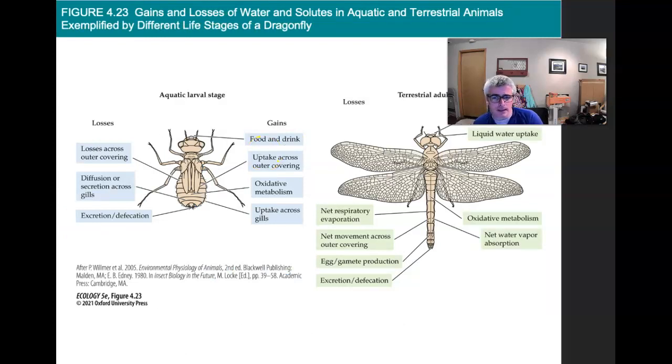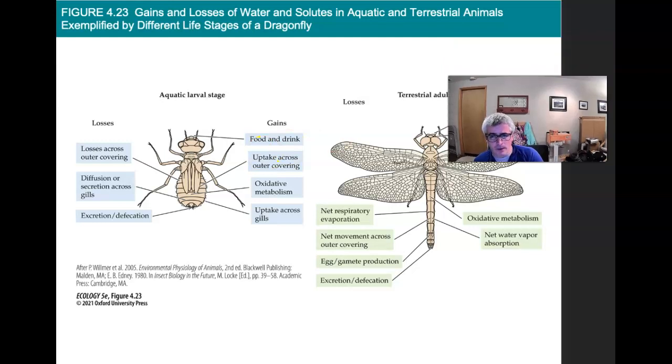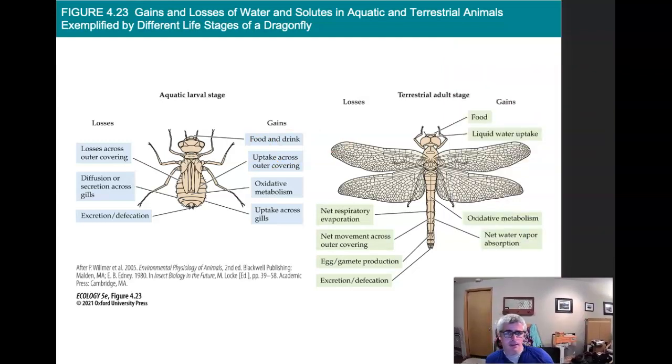This is kind of an interesting thing to think about, which is that the same organism can have to deal with water loss and solutes differently based on life stage. So in the example of an organism that has an aquatic life stage and then a terrestrial life stage, a lot of dragonflies, for example, but a lot of our aquatic insects are actually the larval stage of typically a winged insect.